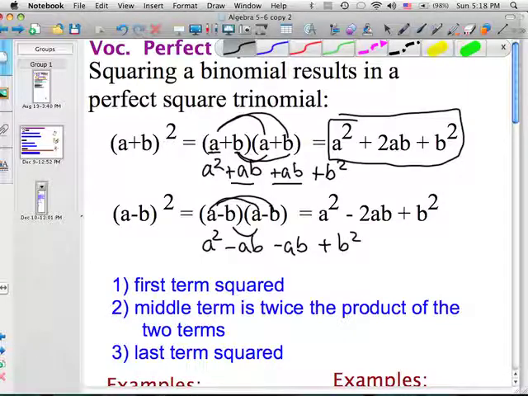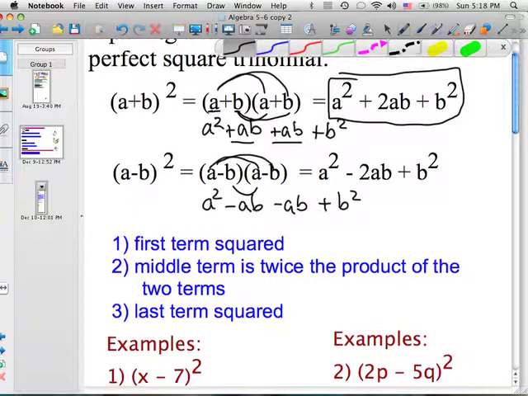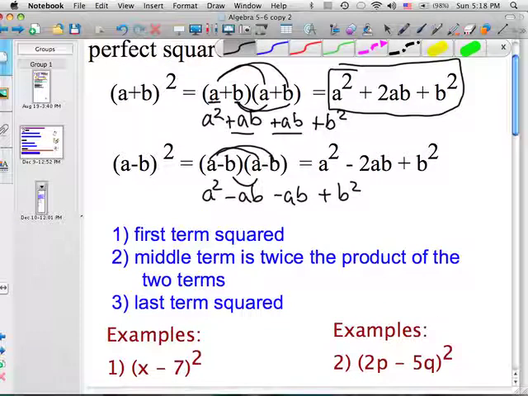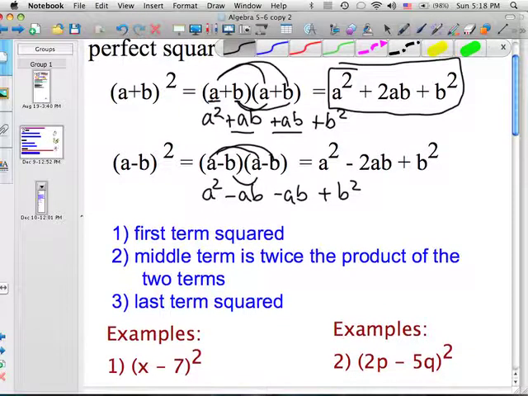So when you have this kind of multiplication problem, it will always come out to be a trinomial. The first term will be the square of the first term in the original problem. The middle term in your answer will be twice the product of these two terms, and then the last term in your trinomial is the last term squared.